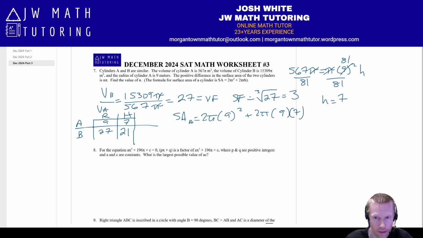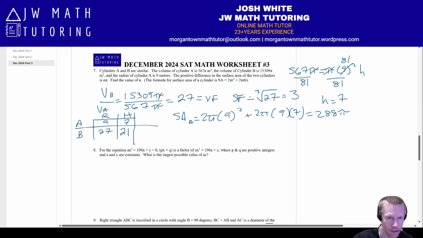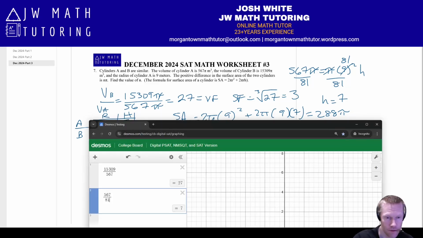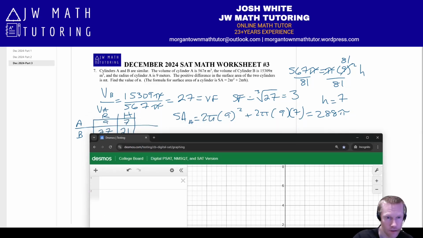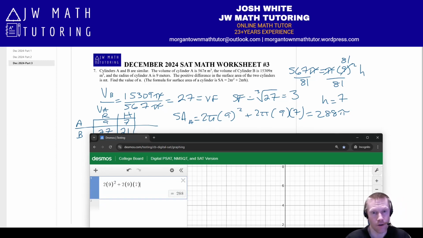So if we work that out, that should come out to 288 pi. Let's just go to Desmos to check it. Note, I'm just going to skip all the pi's. I just want the coefficient, the number in front of it. So I'm just going to leave the pi out, put everything else in. Okay, good. So surface area A is 288 pi.